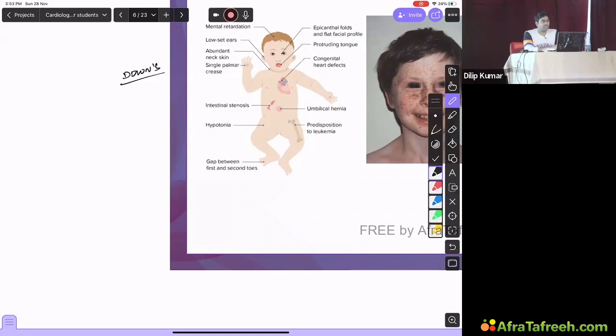What are the features of Down syndrome basically? And what is Down syndrome first of all? It's trisomy 21. So quickly, I'm not going to explain in detail because I have only 5 minutes to complete the entire Down syndrome.